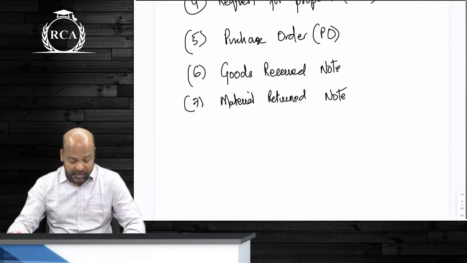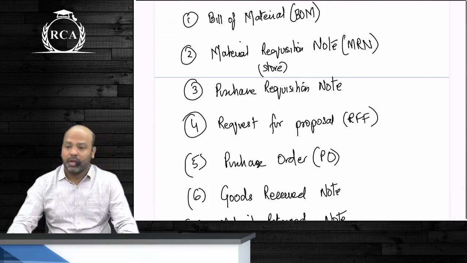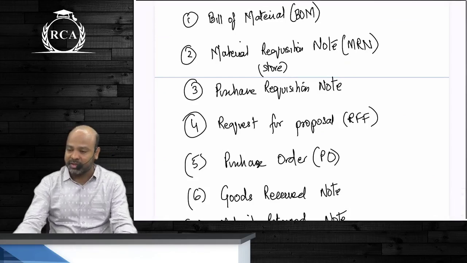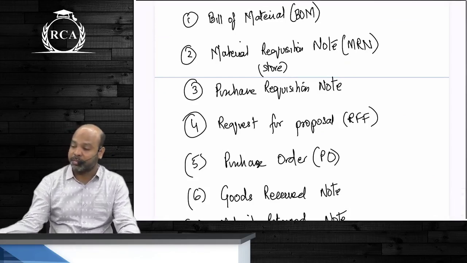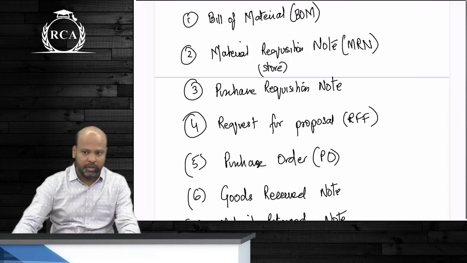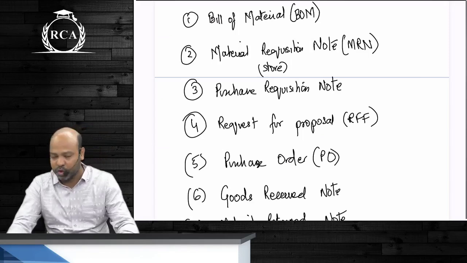After this, guys, we spoke about a material requisition note. As and when, guys, the production department needs materials, they would be requesting the stores department to release the materials. And that formal request being made to the stores department for release of material, guys, is called a material requisition note.